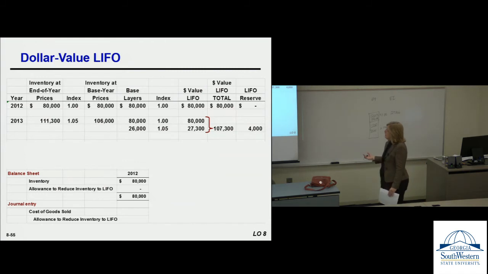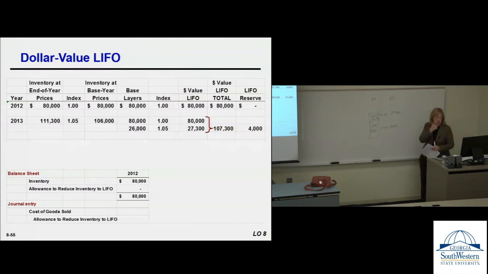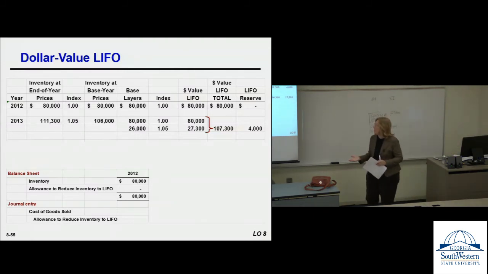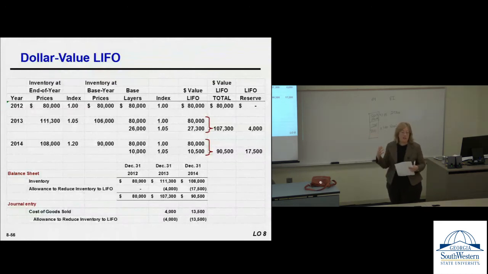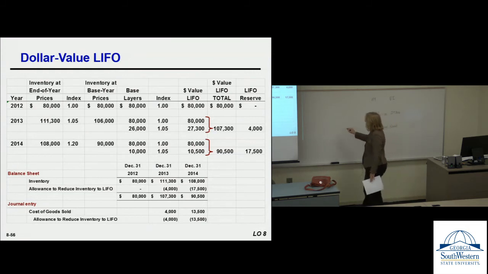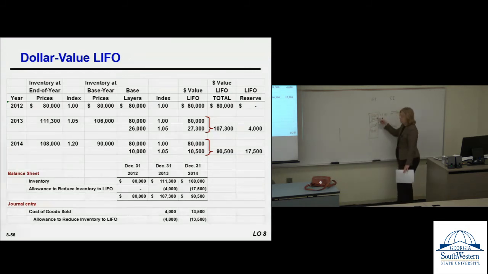So now we're going to go another year, right? In 2014, we counted our inventory and we only had 108,000 in inventory. Prices have shot up, apparently, and now our index is 1.2. And what we want to do is to divide that 108,000 into our base year layers. And how do we do that? We take the 108,000 at this year's prices, divide it by the current price index of 1.2, and we get 90,000.